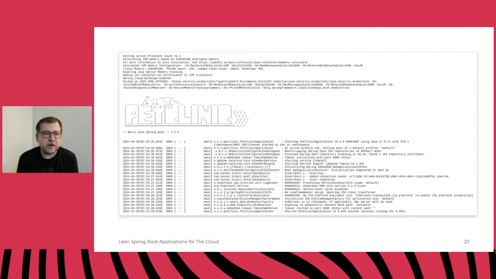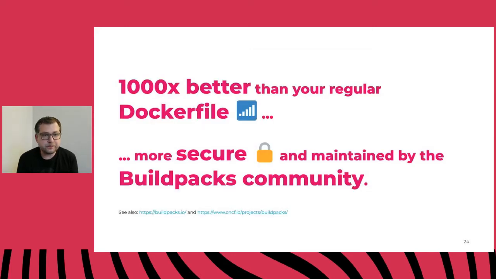So that means, for example, that liveness and readiness probes for Kubernetes are turned on automatically for you if you use Actuator, for example. So you see, very good defaults are there, and even defaults which you would have to set up manually can be calculated dynamically. So in other words, build packs are 1,000 times better than your regular Docker file.